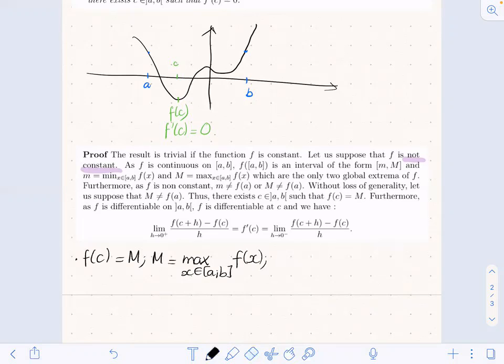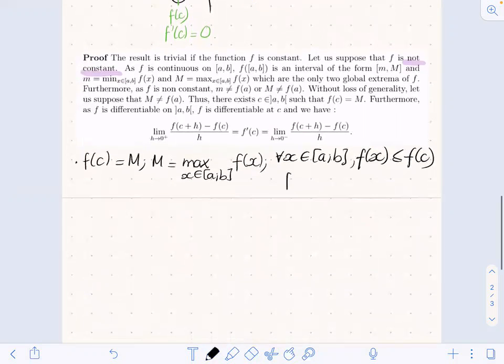What we have is for any x on AB, f of x is smaller than f of c. So f of c plus h minus f of c is negative. Okay, c plus h is not quite at c, it's some point around c, and in particular it's in AB. So f of c plus h minus f of c is negative.